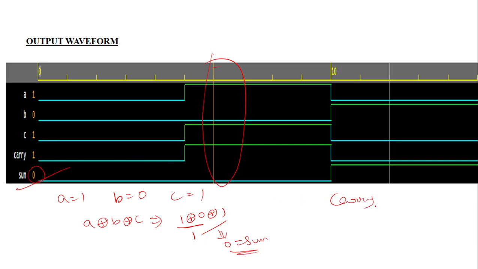Next, carry. The carry formula is AB plus BC plus CA. A value is 1, B value is 0 plus B value is 0, C value is 1 plus 1 into 1. So its value is 0 plus 0 plus 1. So finally our carry is 1. Cross check whether carry is 1 or not. Whatever the different combinations, the output will be equal according to our truth table and our formulas. Hence whatever we did, the code is correct. Like that we can cross check whether we did it correctly or not.